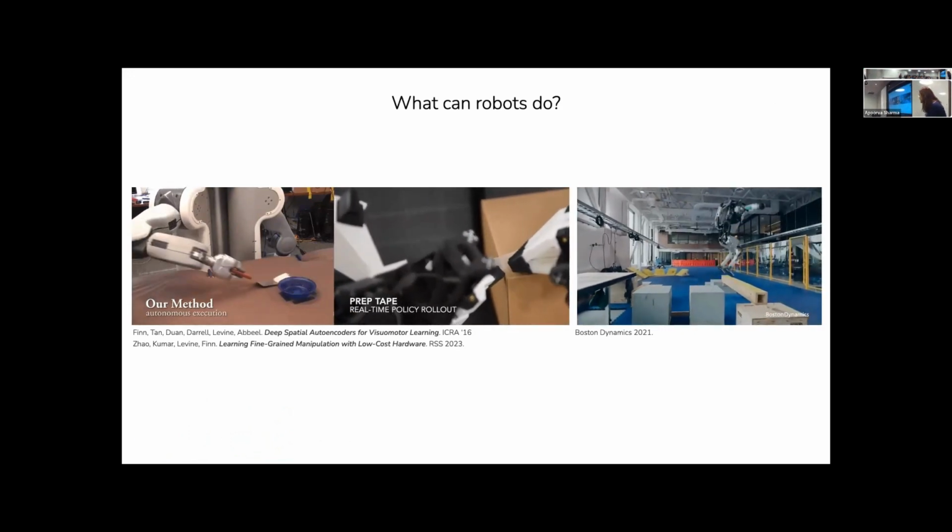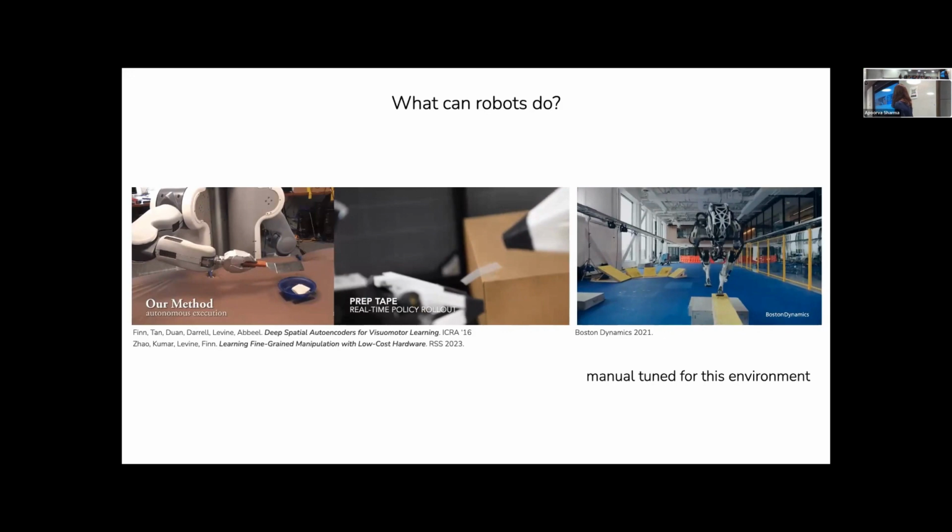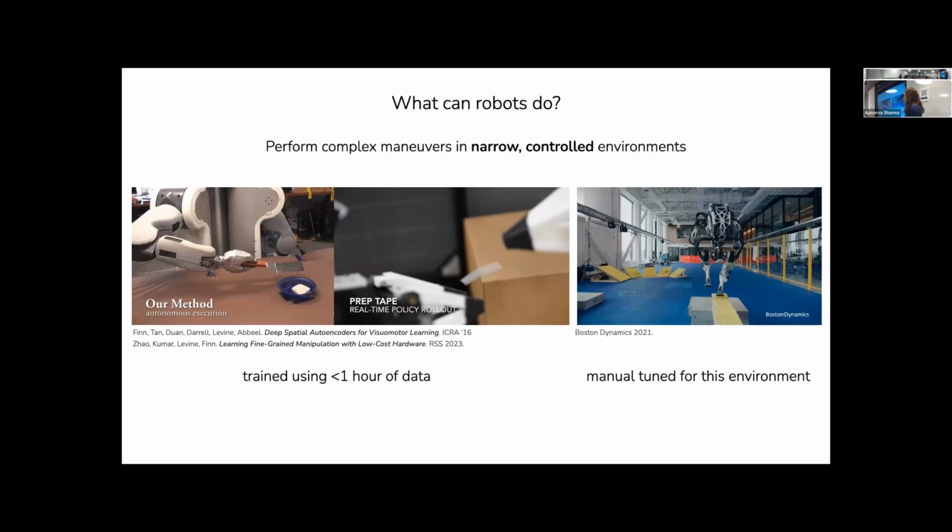But the catch is that these systems are trained and are effective in fairly narrow environments. The Boston Dynamics scenario is a robot that was manually tuned for a particular environment, and the videos on the left are robots that were trained with less than 1 hour of data. And while efficiency is often viewed as a good thing, in this case, I actually view it as a bad thing because the robot's experience is really only in that one single environment, and it has no idea how to generally use spatulas to lift objects. It only really knows how to lift that spatula in that environment for that object, and likewise for that tape canister and so forth. So I think right now, robots can perform complex maneuvers in narrow and controlled environments.